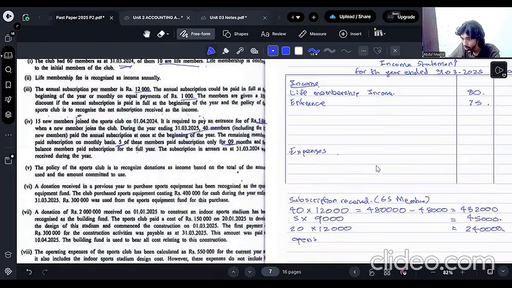Opening arrears 35,000 was received. Then total subscription received is 432 plus 240 plus 45 plus 35, that is 752,000. Okay.